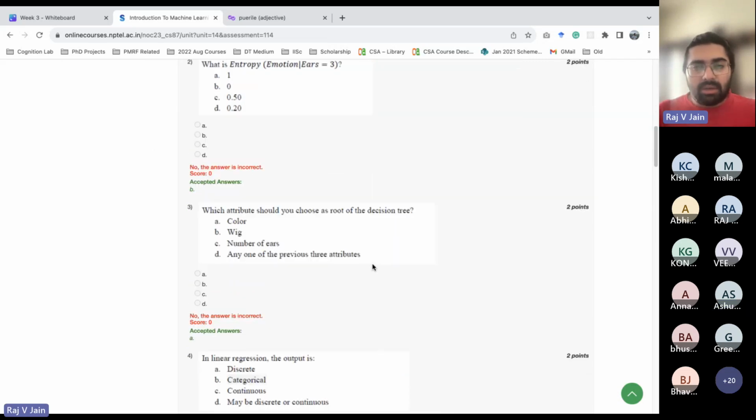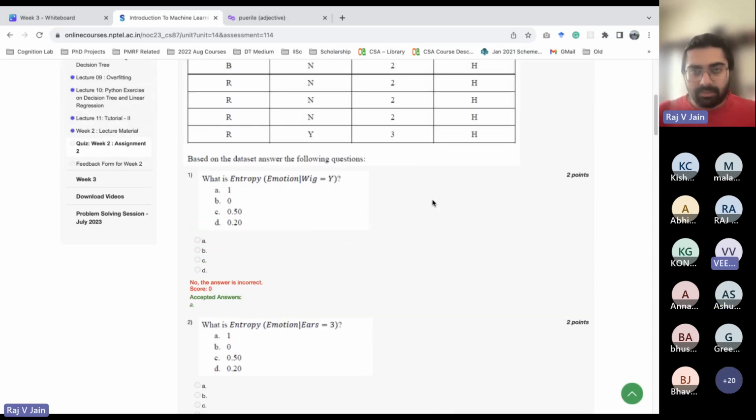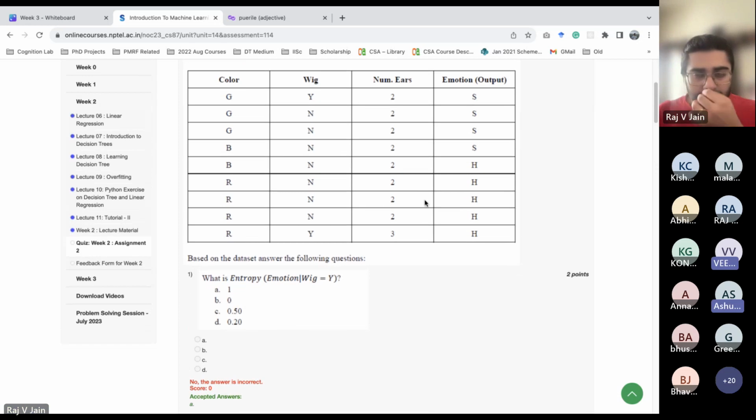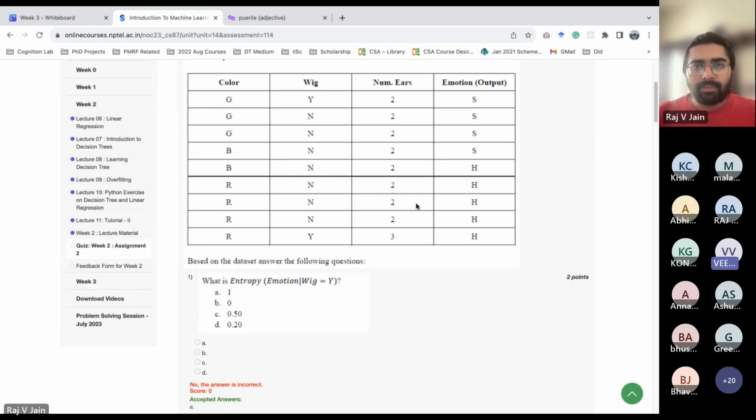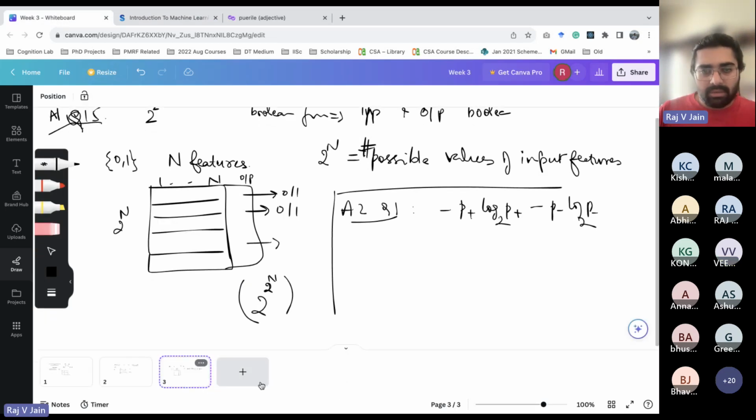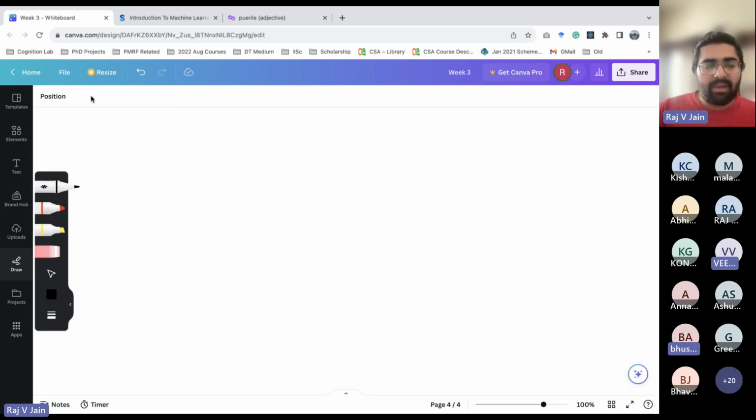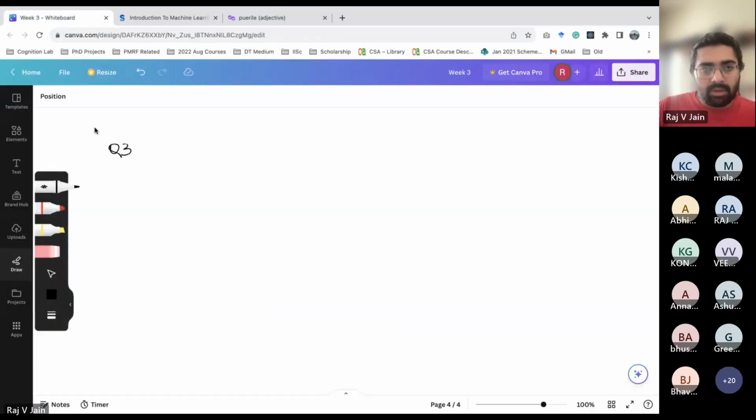Okay. Then, which attribute should you choose as the root of the decision tree? Has anyone tried to compute the values for these? Color. Actually, sir, I got more information gain for wig rather than color. Okay. Others, anyone who has tried out the final values? I tried it out. It is coming out to be color. Okay, and color is quite a bit higher than the other two.